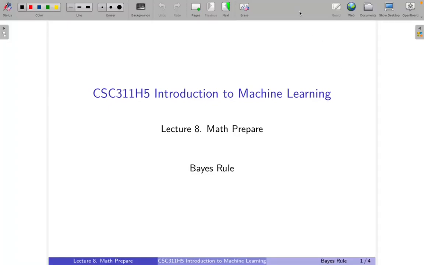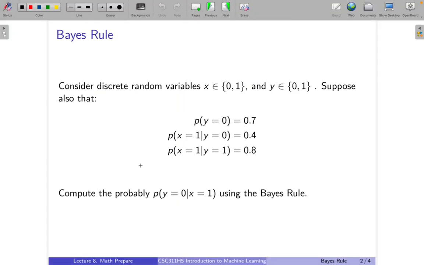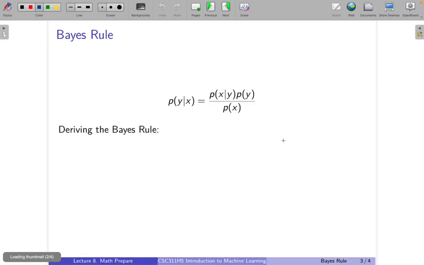So this video is a review of Bayes' rule. Suppose that we've got these two discrete random variables and we have these pieces of information about their distribution. The question is, how can we compute this probability using the Bayes' rule? And this probability is not given explicitly up here. So let's take a look and review Bayes' rule.